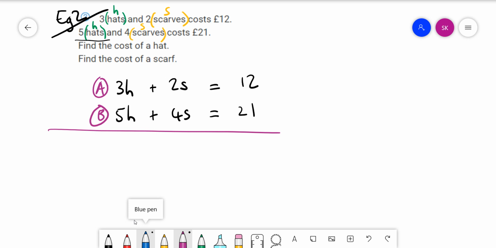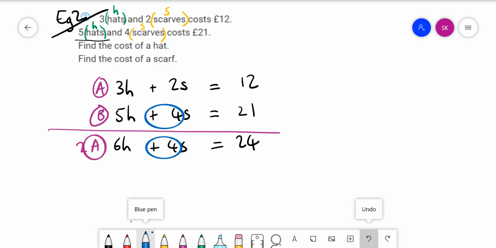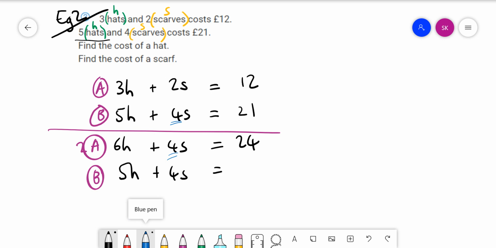However, if I target the S's, I only have to multiply equation A, because equation A times by 2 will give me 6H plus 4S equal to 24. And now you'll notice I have the same number in front of both of them. It doesn't even need to be a plus. So I'm going to write out equation B here, and I've got 5H plus 4S equals 21.